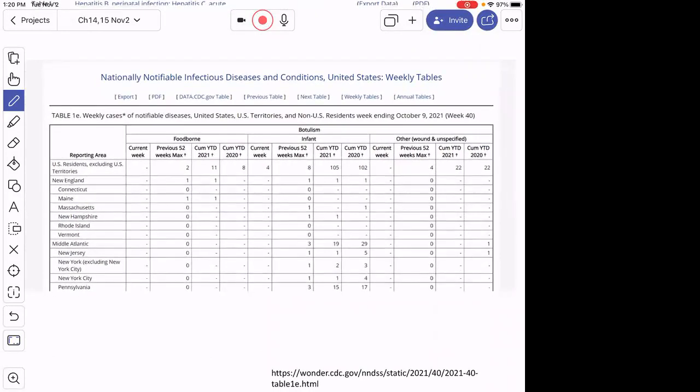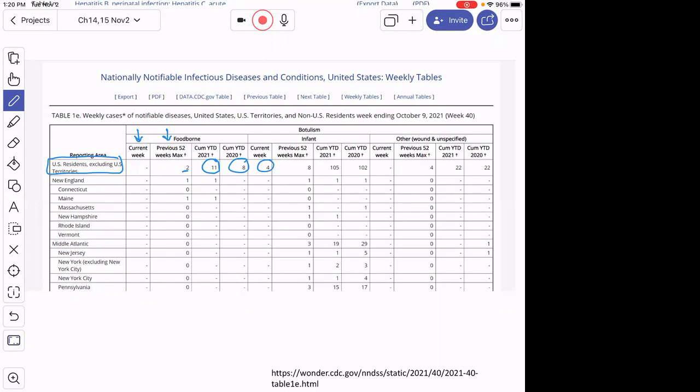Okay, so this is one that's not very common, but you can look it up by state, how many cases are in the states, or let's look at all of the US. So for this week, there were no cases of botulism. In the previous 52 weeks, what was the week that had the most number of cases? There were 2 in one of the previous weeks. And currently, so far, we've only had 11 cases of botulism in the US. Compare that to last year, at this point, there were 8. So pretty close, nothing really to worry about there. And this week and in the entire US, there were 4 cases.